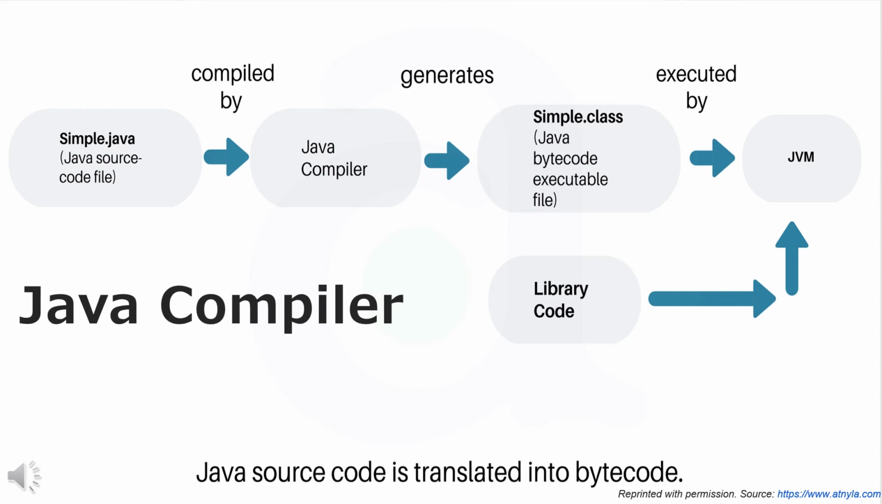But with Java, it works differently. You take your source code file, which is a .java file, and you pass it to the Java compiler. The compiler does not create an executable file. Instead, it creates a .class file. The Java runtime environment will have an operating system specific Java virtual machine that can then run the instructions in your .class file.